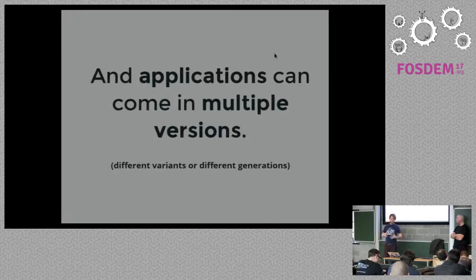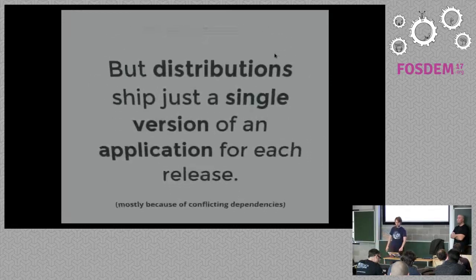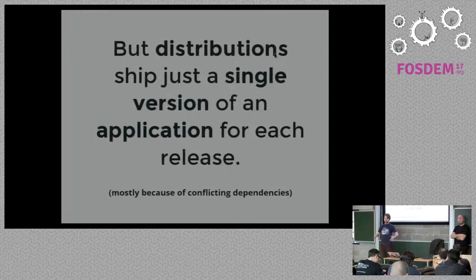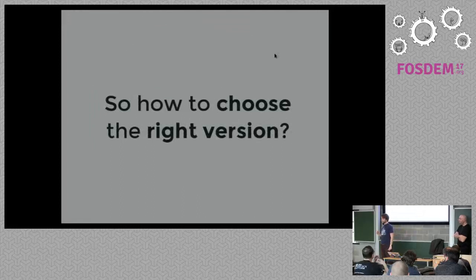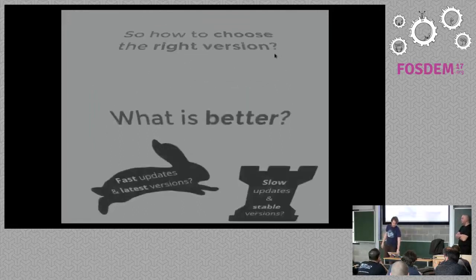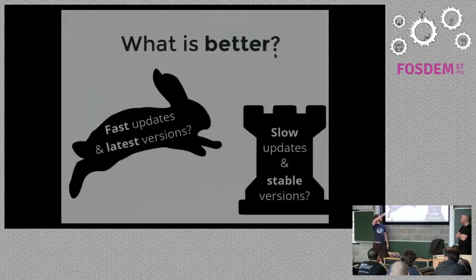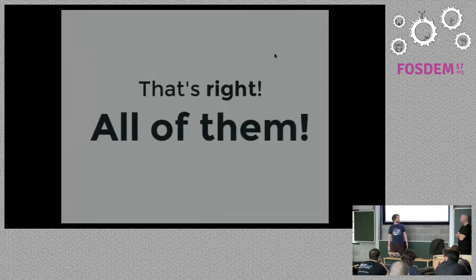Distributions often include only one version of every application because they have dependencies that can conflict with each other, and it would be impossible to install. So we need to choose a version, but how to choose the right one? That's a tricky question. If you are a developer, you might prefer this one, fast and latest, because that's what developers want. But if you're a sysadmin running an application, you don't want it to change so much, right? So you might prefer the other scenario. So I guess the right answer is we need all of them. We can't just choose one. But how to do it?